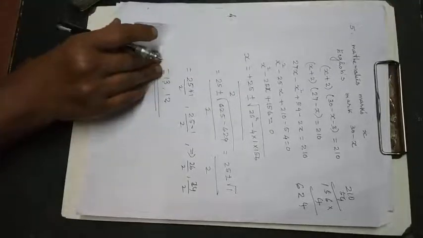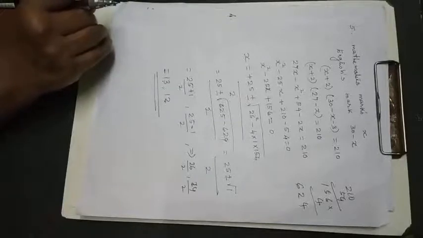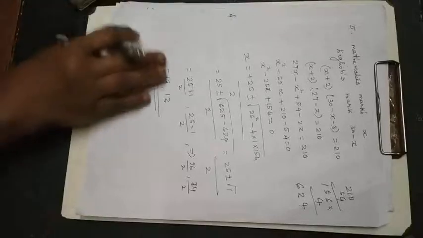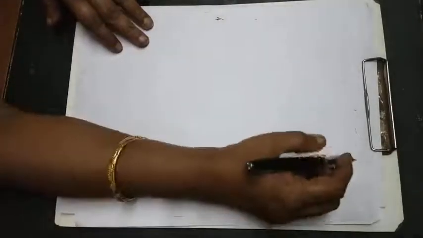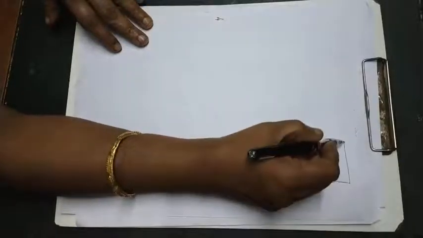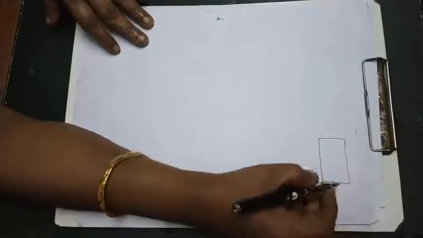Now let us discuss the sixth one. The diagonal of a rectangular field is 60 meter more than the shorter side. If the longer side is 30 meter more than the shorter side, find the sides of the field. Diagonal of the rectangular field. Rectangle, we know that length and breadth are there. So breadth we are considering as the shortest side. So let us take x as the breadth.